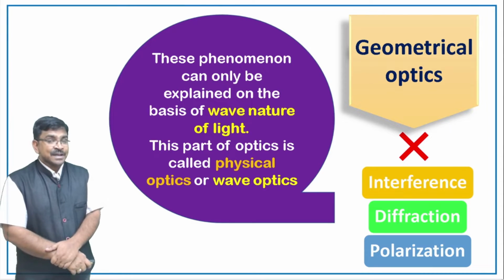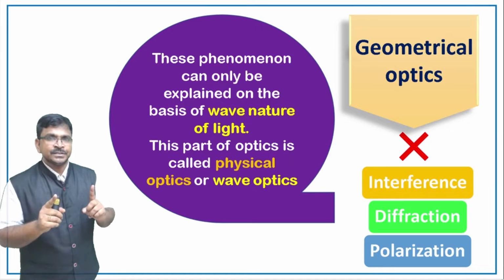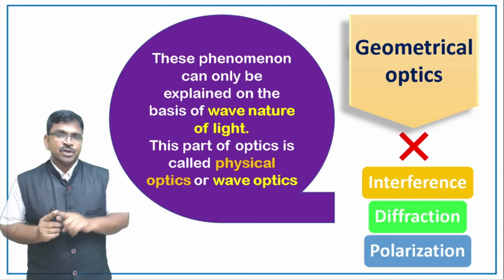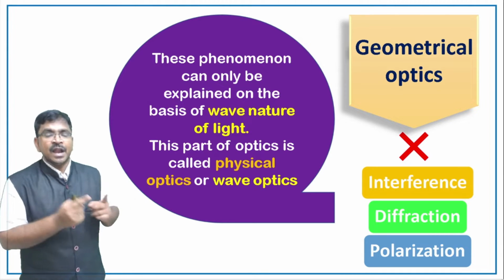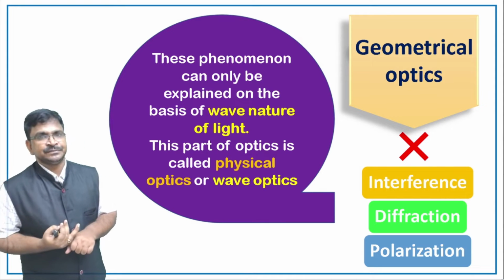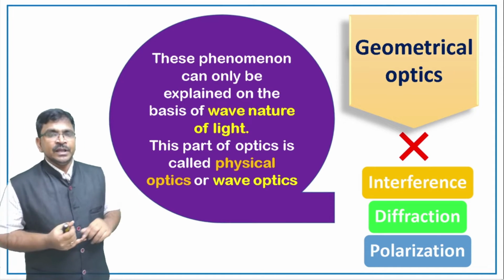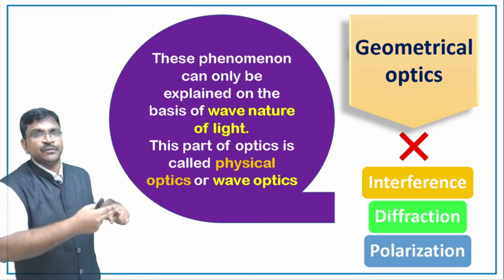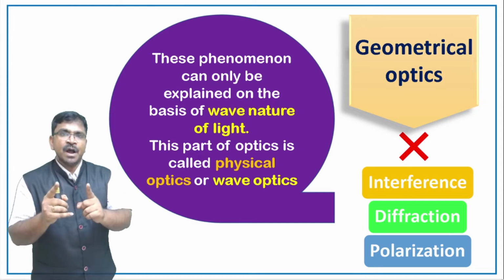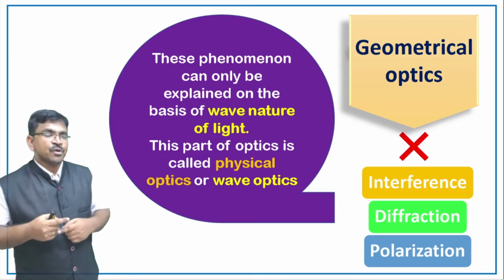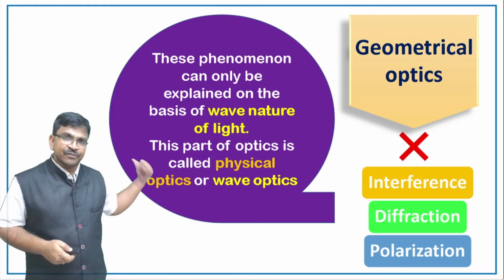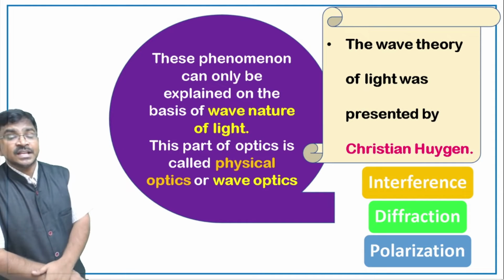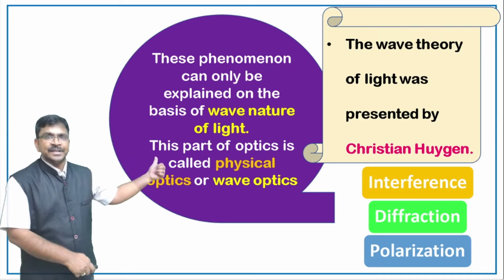So what is the summary? What is the conclusion? In optics we have two branches: one is geometrical optics, and the other is wave optics. Geometrical optics can be called ray optics and wave optics can be called physical optics. By ray optics we can explain reflection, refraction and total internal reflection successfully. With the help of wave optics, we can discuss interference, diffraction and polarization. This wave theory of light was explained by Christian Huygens.